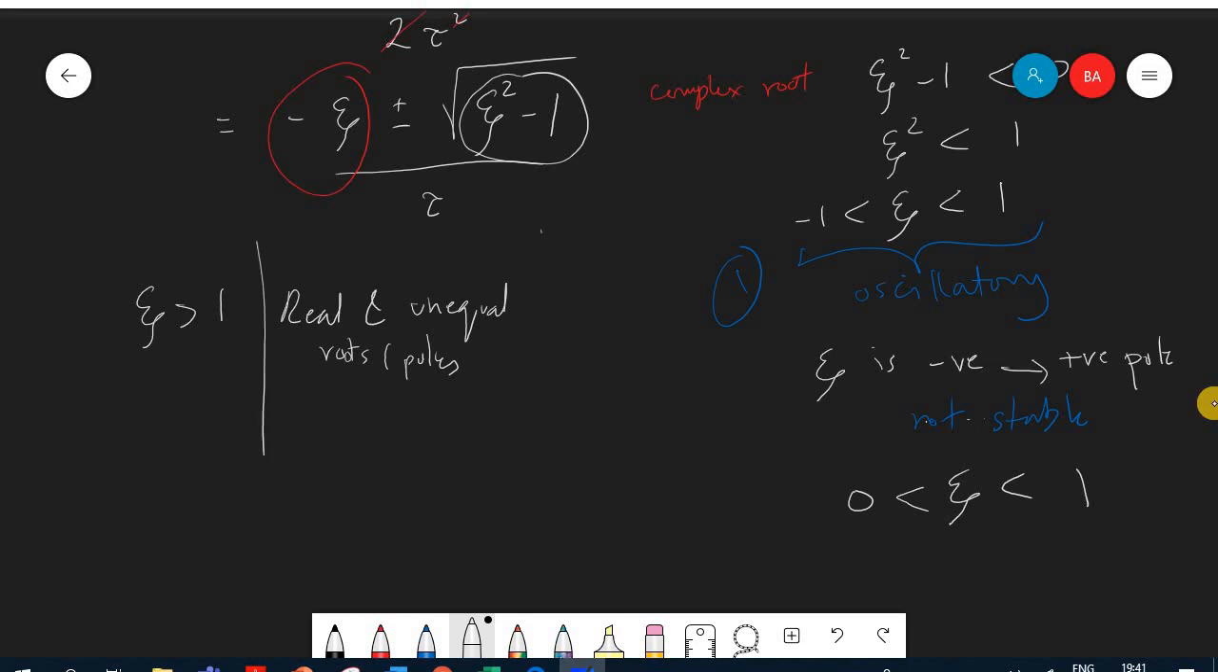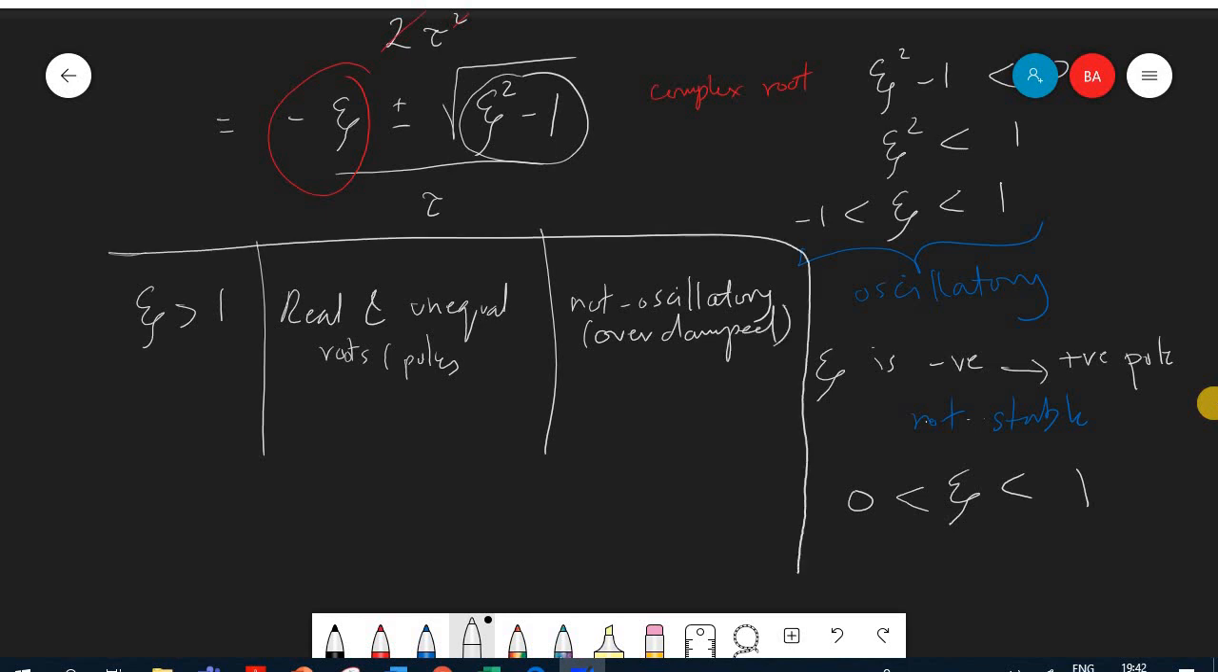And if xi is greater than 1, I will have no complex roots, which means the system is going to be not oscillatory. In other terms, we are going to learn a new term here, which we call overdamped. Okay, so it's going to be overdamped. That is my first conclusion within that table here.